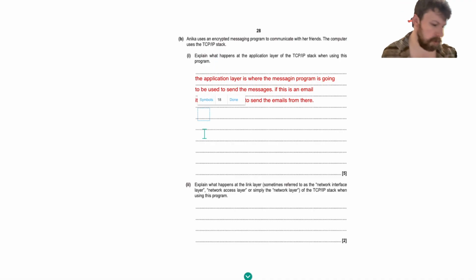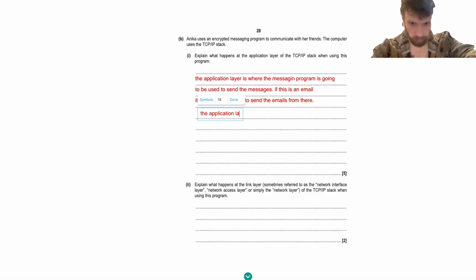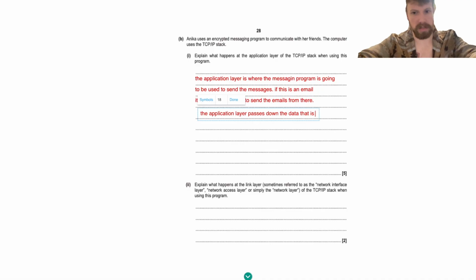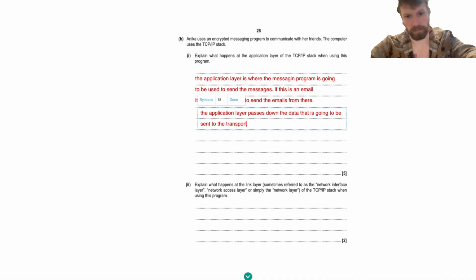But the other things that I will be doing that will be helping me to get marks potentially in there is talking about how the application layer passes down the data to the transport layer. And thinking about the stack in the order in which these things are in there. So the application layer passes down the data that is going to be sent to the transport layer. Okay.